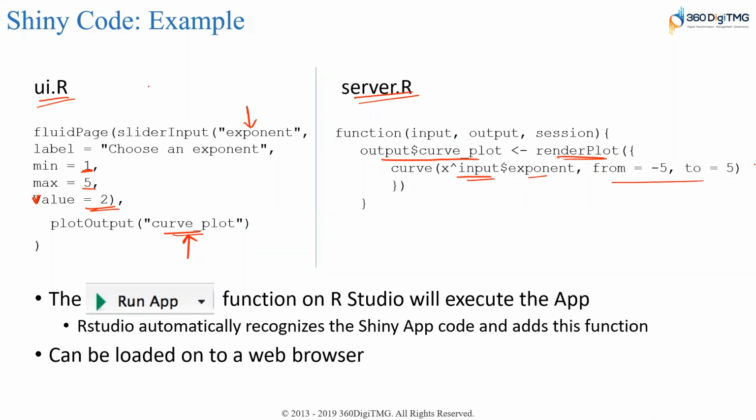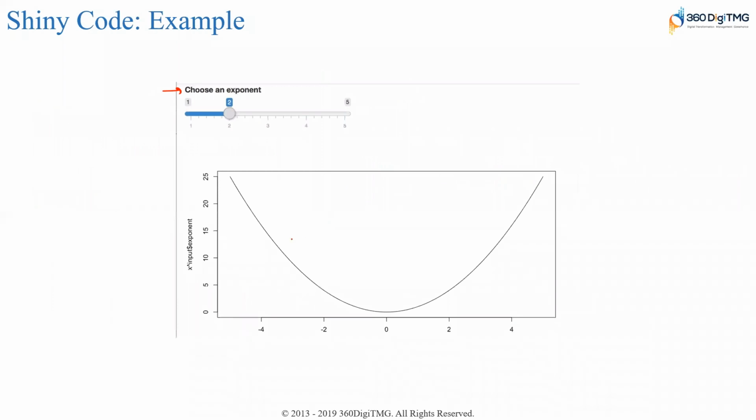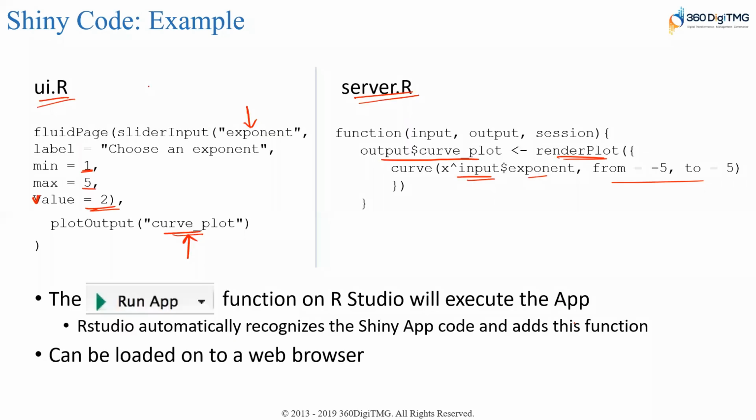The renderPlot will have a scale of -5 to +5. So this is -5 to +5, on the x and y plane. I'm passing x-axis and y-axis values. Input$exponent, which is your variable, is on the y-axis, and your x-axis would range from -5 to +5. These are the two functions of app.R. You can give any name to this application. And we would have this function called runApp.